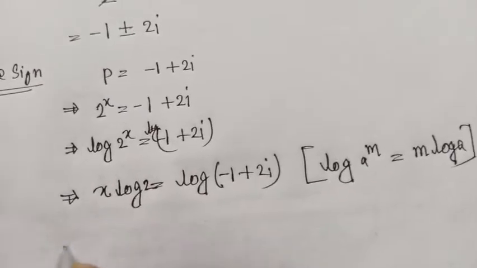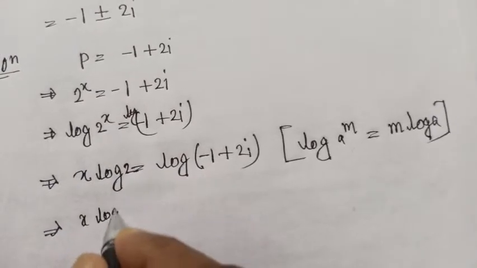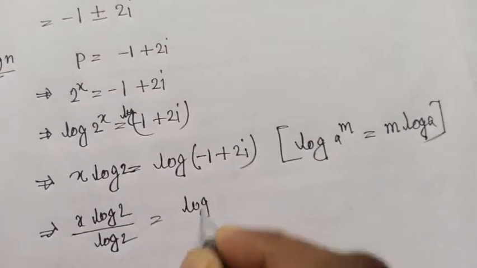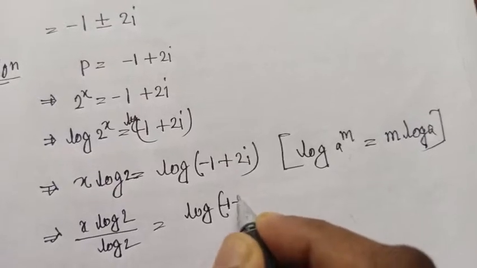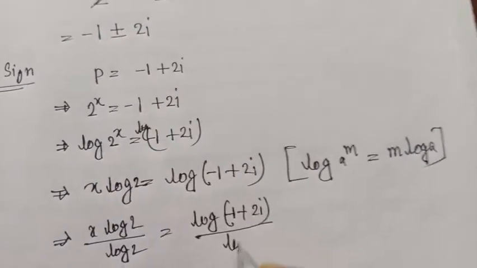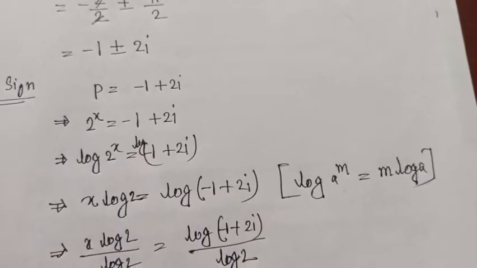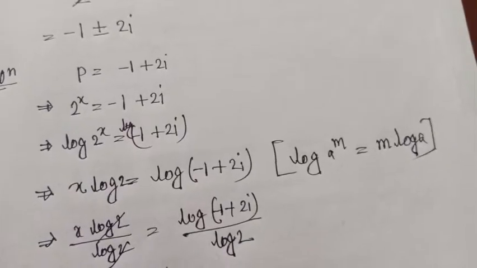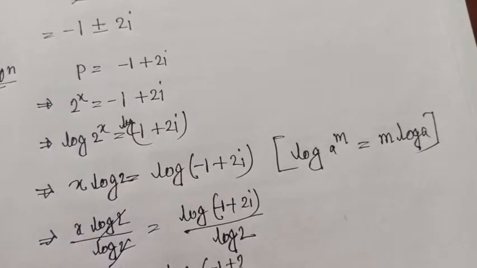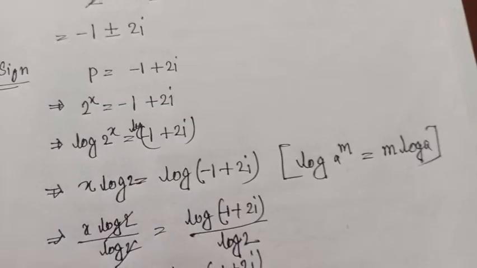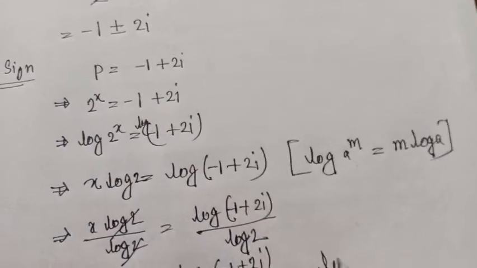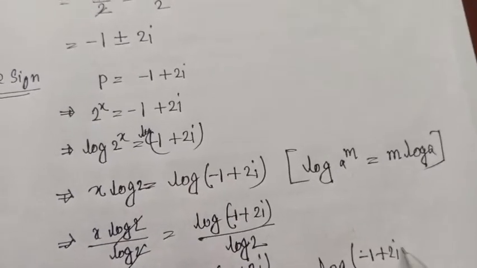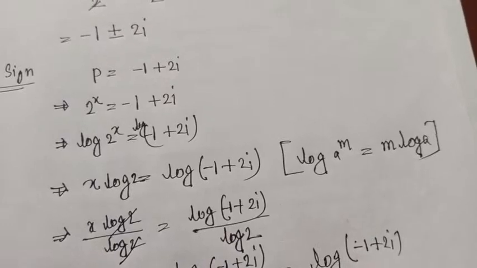Now we divide by log 2 on both sides, then log 1 minus 5 like this. So that will cancel out and x will become log minus 1 plus 2i by log 2, and it will become log of minus 1 plus 2i base 2.